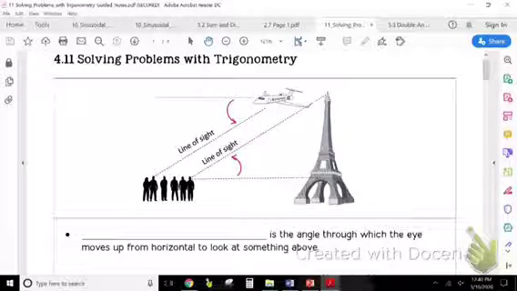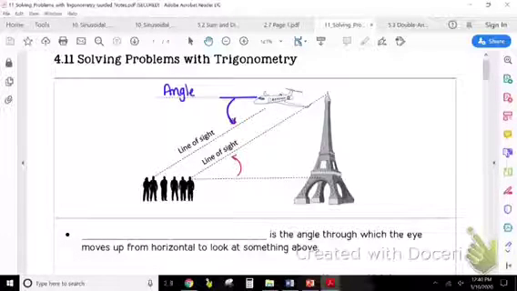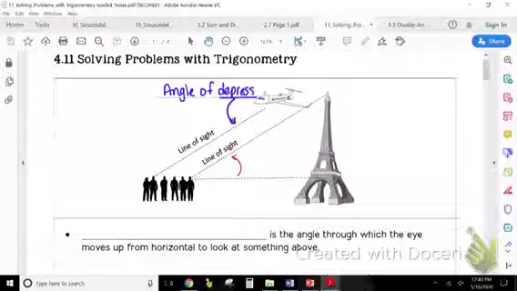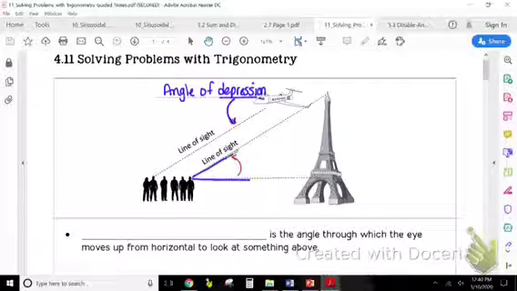Okay, so we said that if we're looking out from the horizontal and we look down, that's what? Depression. It's the angle of depression. Now down here, these people are looking up at the top of the Eiffel Tower there. They're looking up, so that's the angle of elevation.